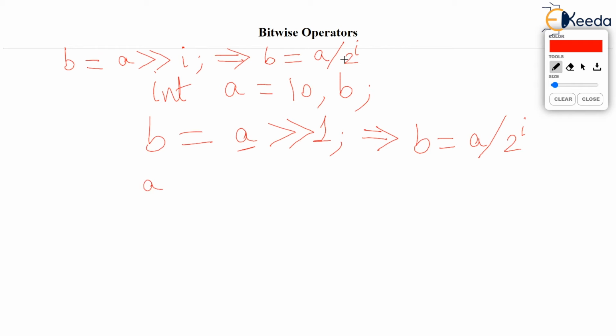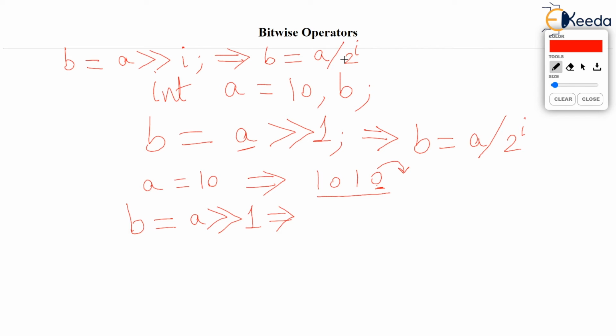A is 10, but the binary equivalent is 1010. And we are evaluating B equal to A right shift 1. What that means is every bit of this number A will be right shifted by one place. Now this 0 will be kicked off because there is no place after this. This was the LSB, isn't it? So this 0 gets kicked off and gets lost.